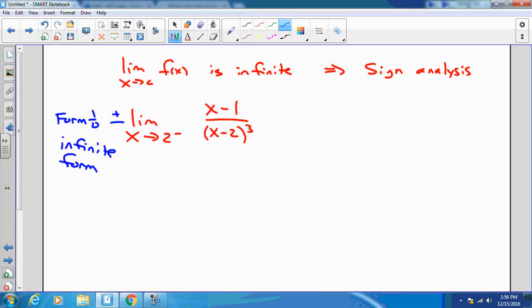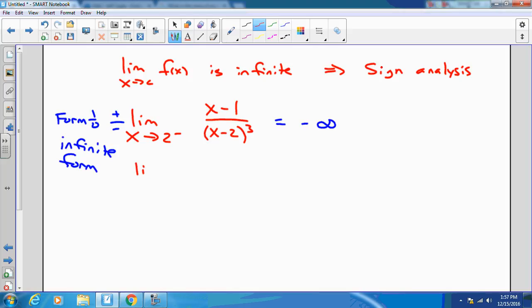For x close to 2, 2 minus 1 is 1, so I'm going to get a positive sign right there. For x close to 2 but less than 2, x minus 2 is a negative value. Cubing that still gives me a negative value, and therefore I have a negative denominator for x close to but less than 2. And therefore this limit will be equal to negative infinity.